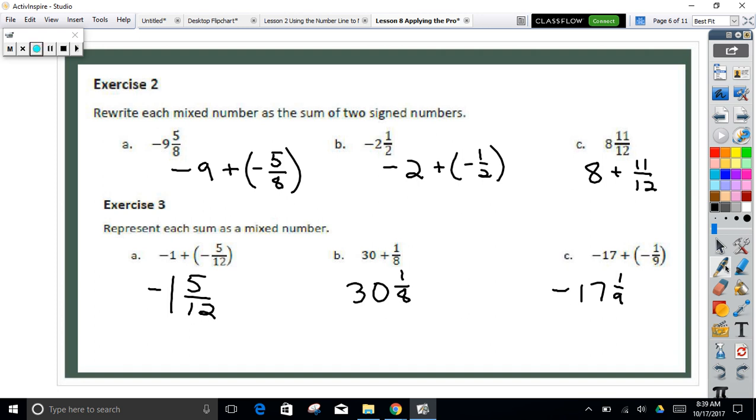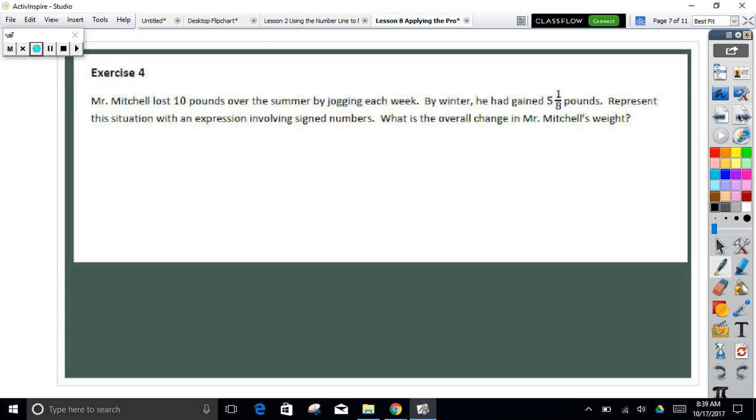Okay, now let's look at another example of how we could use this. This one is phrased as a word problem. Mr. Mitchell lost 10 pounds over the summer by jogging each week.